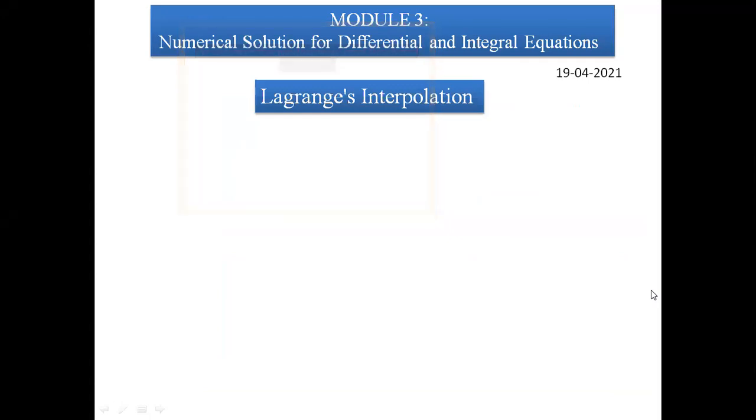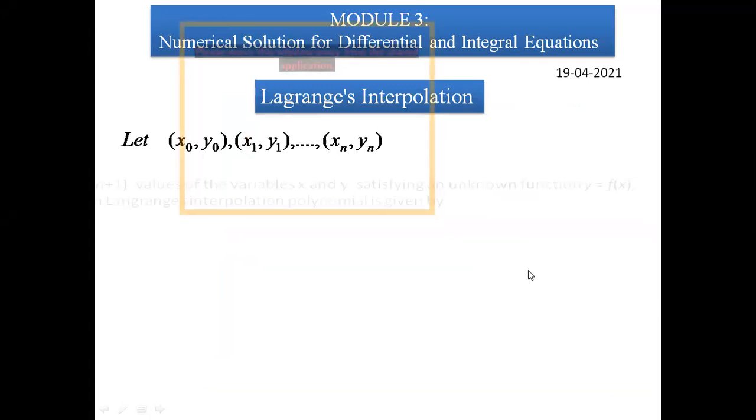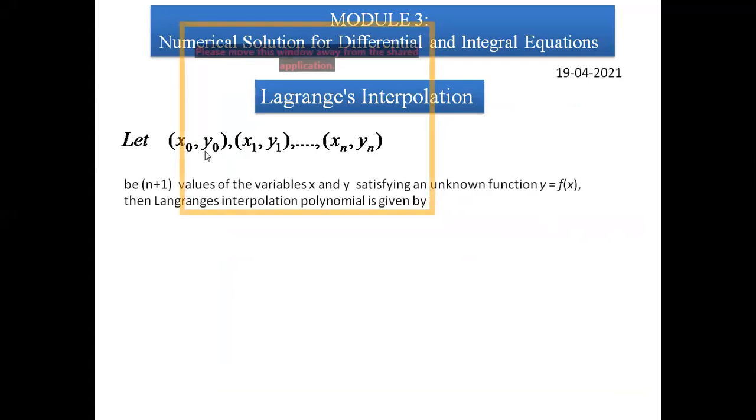Once again, I'm repeating Lagrange's interpolation formula. When a set of values is given, the values of y for different values of x, x0, x1, etc., xn, are given as y0, y1, and yn. From that, you have to estimate the value of y for any value of x within the range, that means x0 to xn. This process is called interpolation.